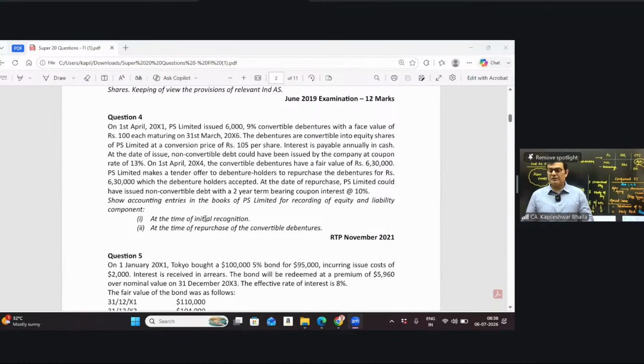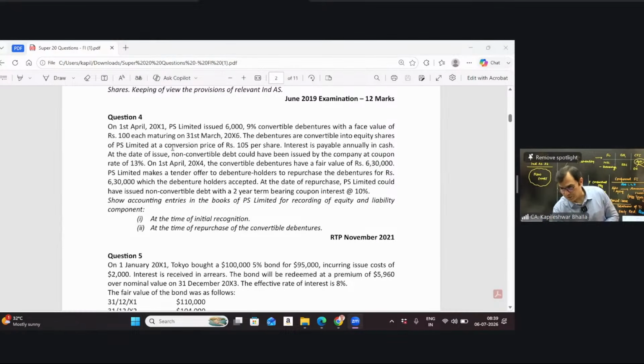Then it says on 1st April X4, that means 3 years later, the convertible debentures have a fair value of 6,30,000. PS made a tender offer to the debenture holders to repurchase the debentures for 630, which the debenture holders agreed to accept. At the repurchase, the company would have issued a non-convertible debt at 10%. So we are required to do the entries on initial recognition and at the time of repurchase.